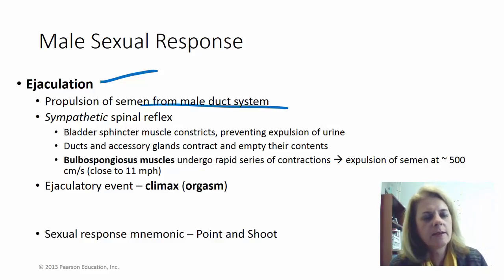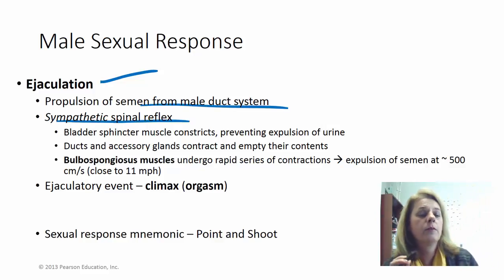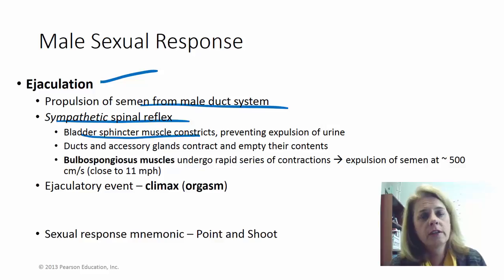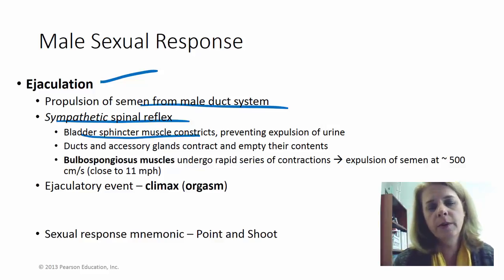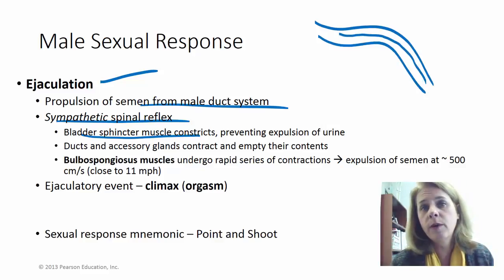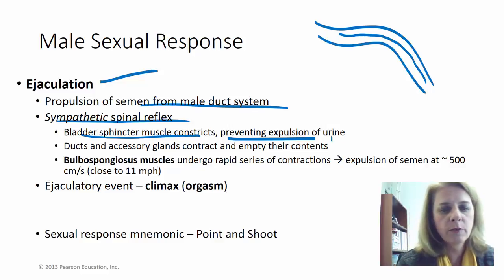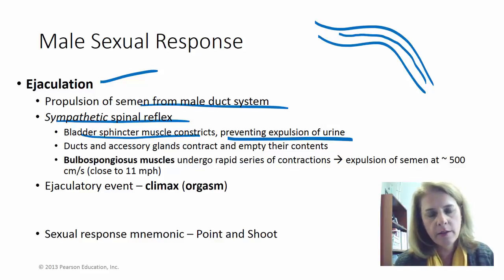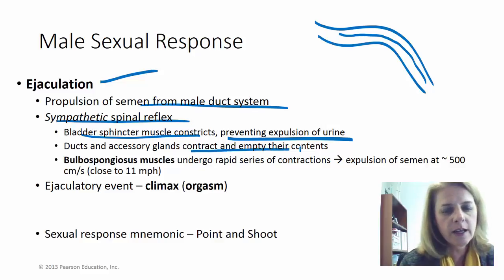All right, so this is a sympathetic reflex, so parasympathetic, sympathetic. In this case, with the sympathetic nervous system, your bladder sphincters will constrict. This will reduce the chance of urine being expelled. Because remember, the penis has one tube, the urethra, and that urethra is for both ejaculation and urination. So it's got a urinary function and a sexual function. Well, during sex, we don't need to be urinating, so you're going to prevent that expulsion of urine by contracting muscles at the bladder. Then all your ducts, your seminal vesicles, your bulbourethral glands, prostate, all these glands, all those smooth muscles will contract and empty their contents.